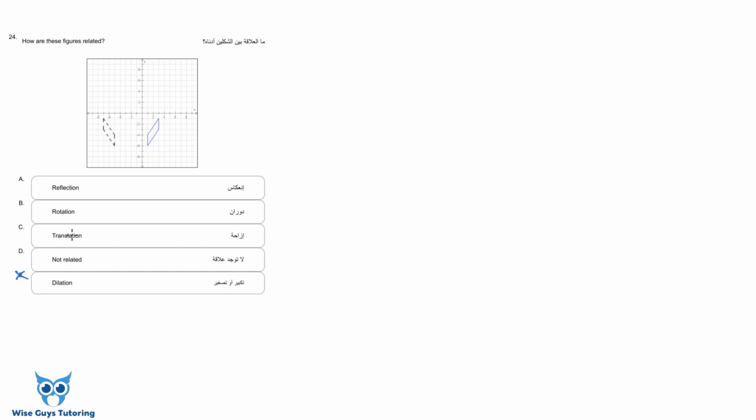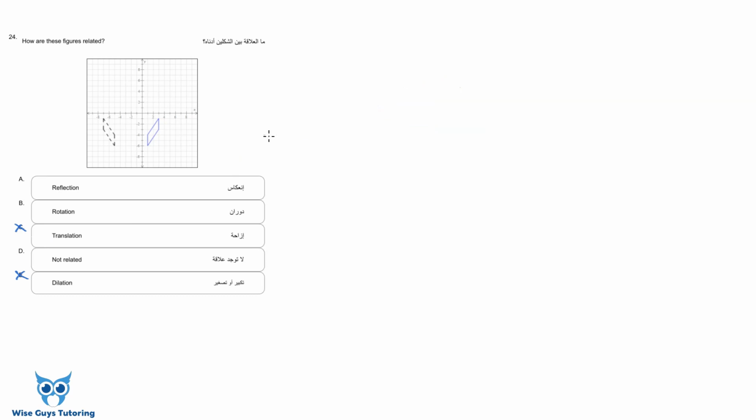Now, translation means that this shape would have been slid somewhere, right? It would have been shifted. And the thing about translation is the size does not change, neither does the orientation. In this case, the orientation has changed, right? So what I mean by that is if I had this triangle and I wanted to translate it, then the image would have the exact same orientation, right? All the points will be in the same position relative to each other. They wouldn't be flipped over like this, for example. So that's how I know that translation will also be out.